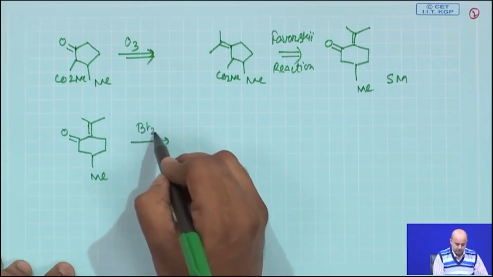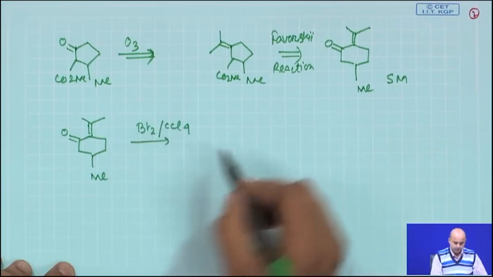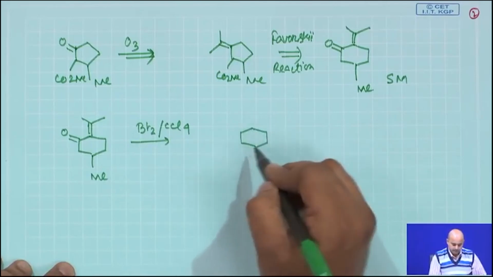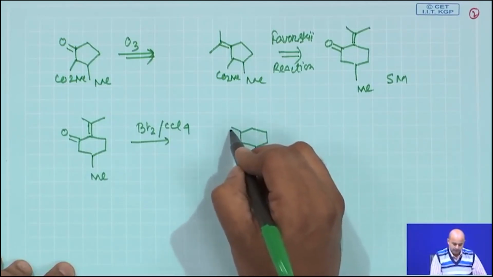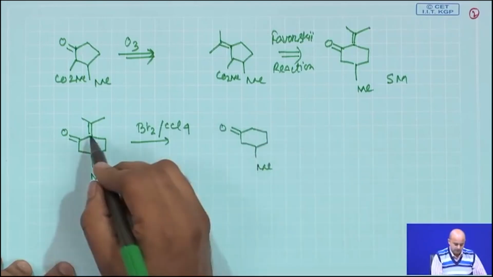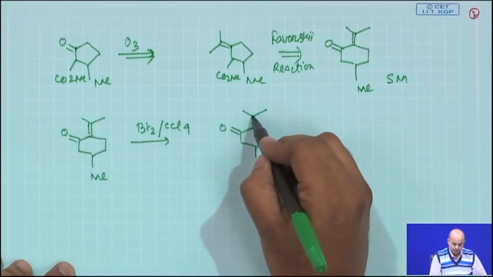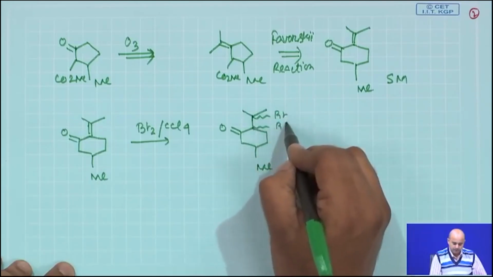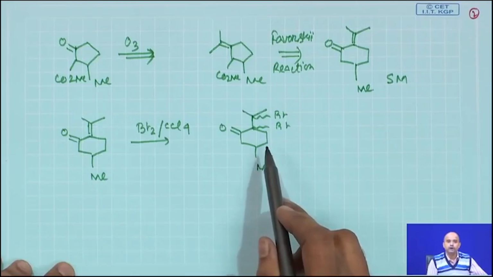Initially, we will be using bromine in carbon tetrachloride. Now, this bromine in carbon tetrachloride will basically brominate the double bond, the isolated double bond, to give you the corresponding dibromide species. So, Favorsky, as we always said, you need an alpha bromo ketone.